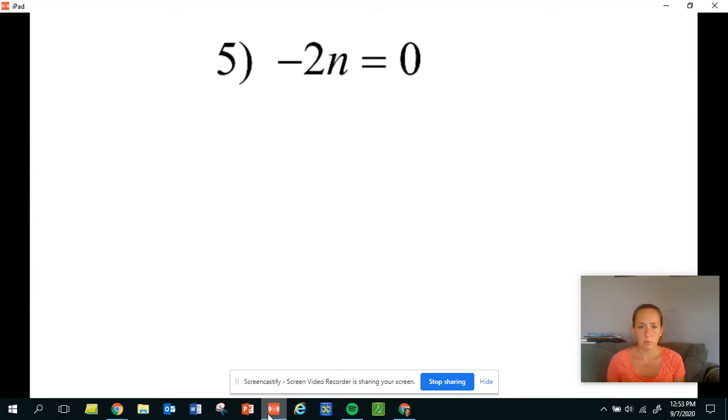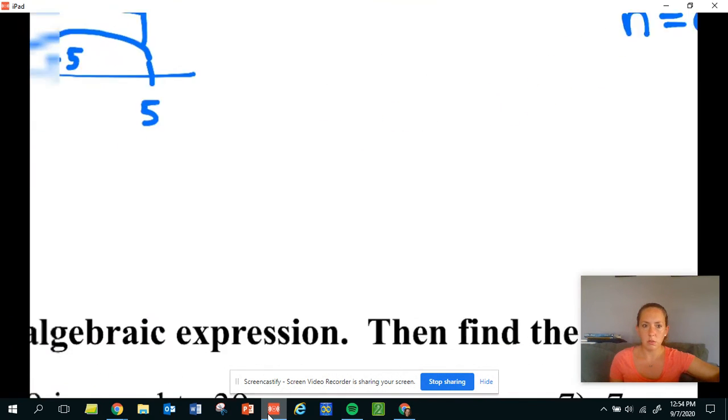With this, what that's saying is -2 times n equals 0. So there's some number that we're going to multiply -2 by to get 0. And hopefully you guys remember that any number times 0 is 0. That's the only way to get 0 from multiplying, is multiplying by 0. So in this case, n has to be 0. So really, we're going to be trying to figure out what numbers are missing.